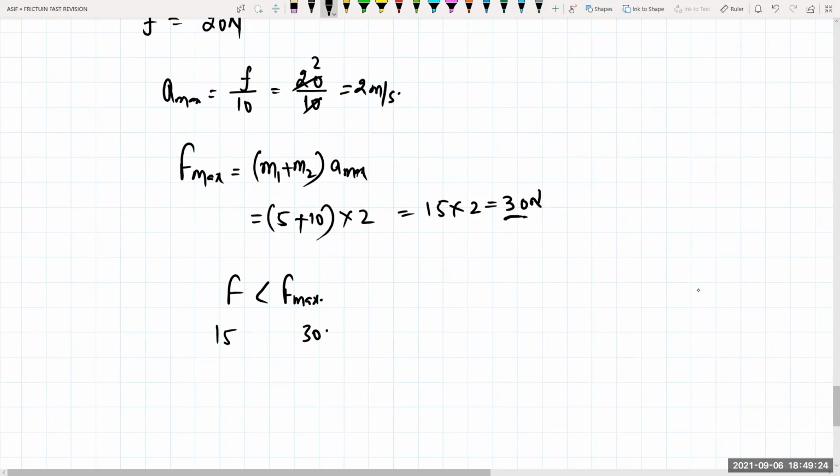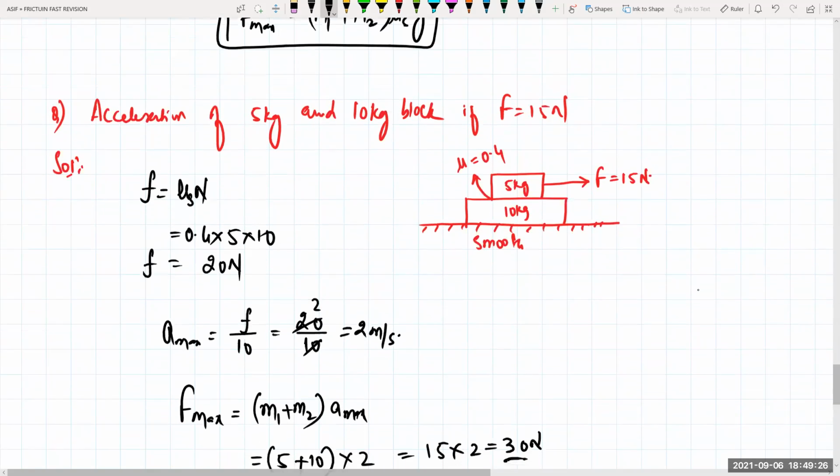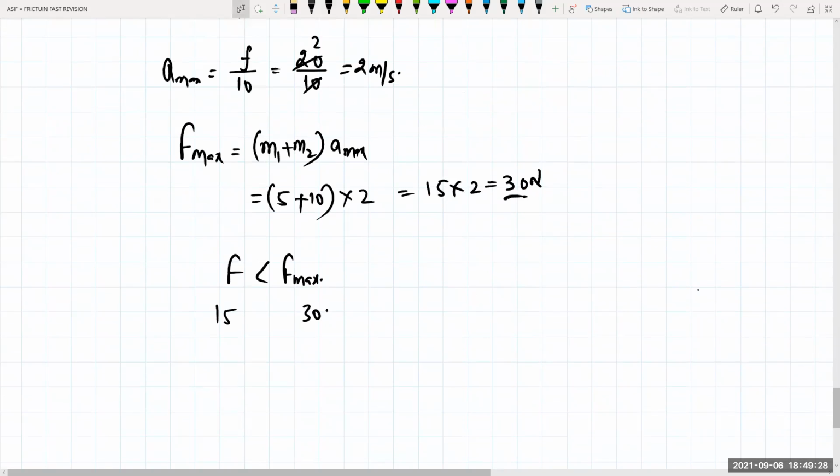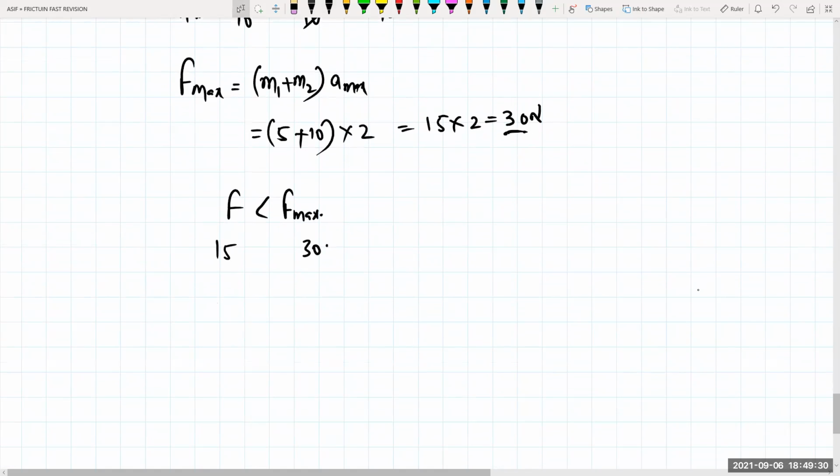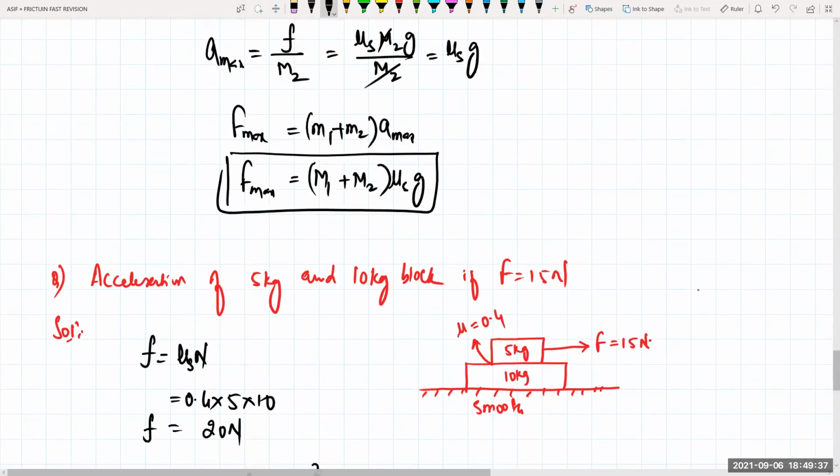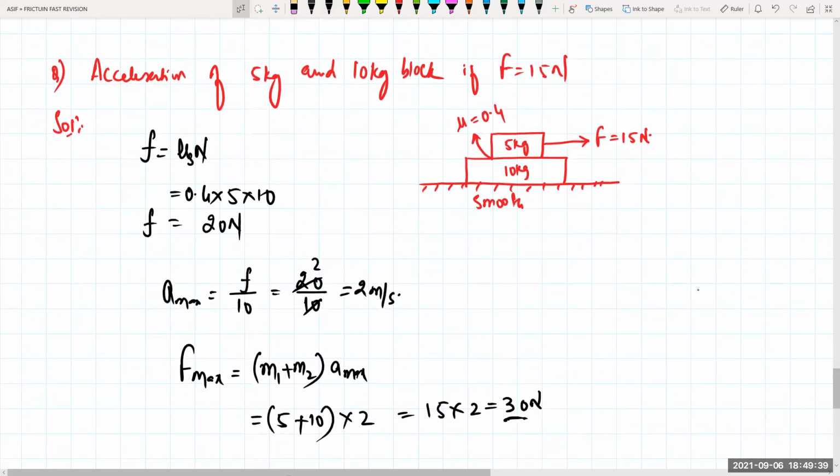That means to break the bond between them, how much force do I need? 30 Newton. But how much are you applying? Only 15. So will it break the bond between them? No, sir, it won't. To break the bond, I need a maximum force of 30 Newton, but the applied force is 15 Newton.